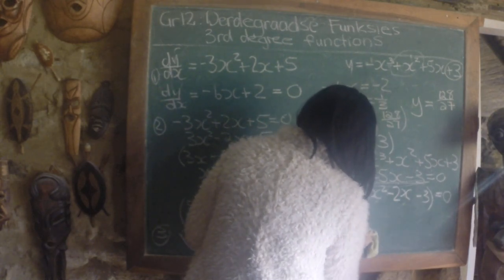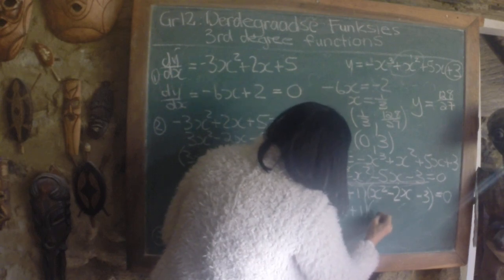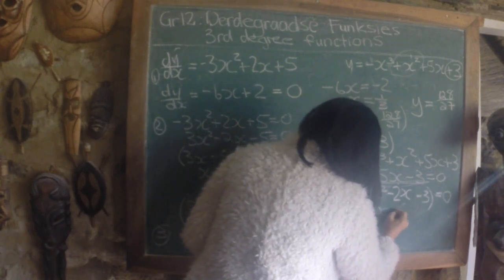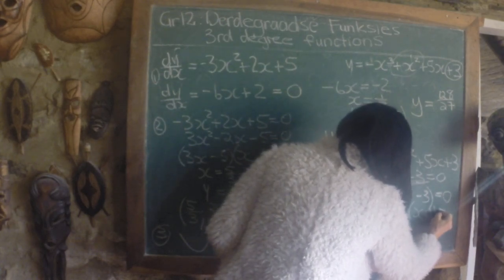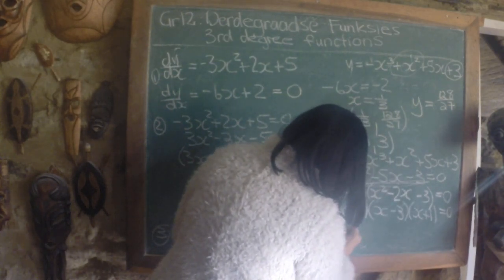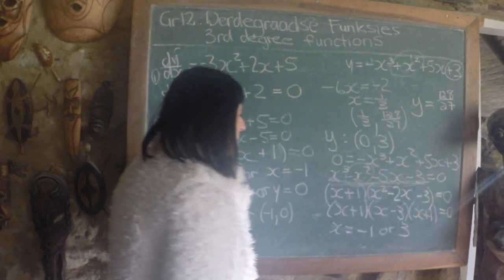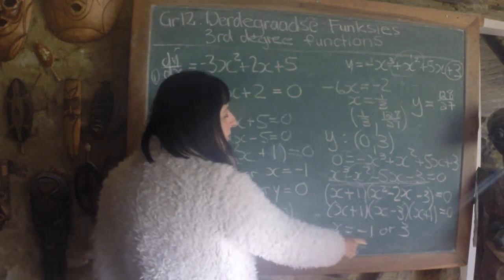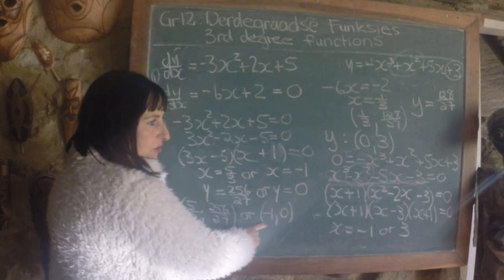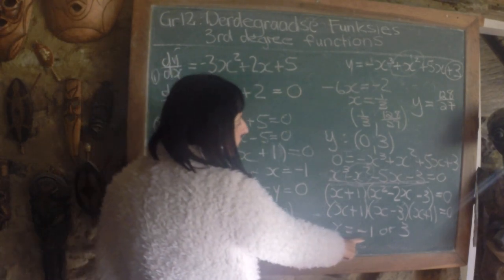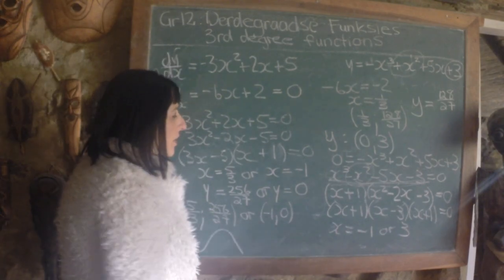Let's factorize that trinomial. Like that, we've got x plus 1, there we've got x minus 3, x plus 1. So we've got x equals minus 1 or 3 or minus 1 again. Can you see? That's also the turning point. It occurred twice as an intersection because it's also a turning point.